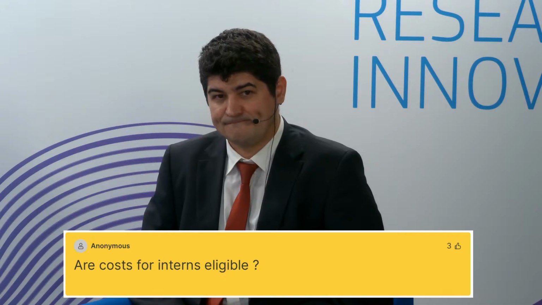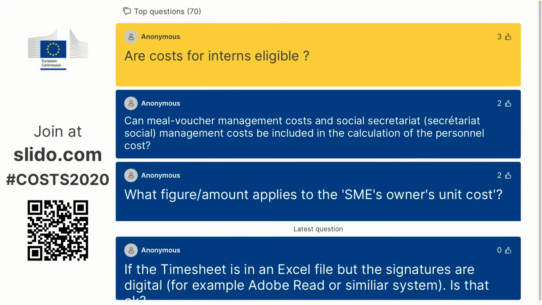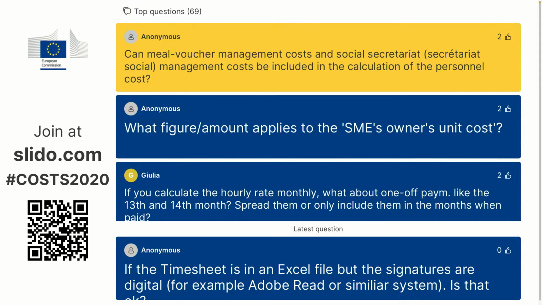Okay, next question. Can meal voucher management costs and social secretariat management costs be included in the calculation of the personnel costs? Well, typically it's going to be indirect costs. Typically, it's going to be covered by the flat rate for indirect costs. There might be exceptional cases, but in what we have there, intuitively, it's indirect costs. Do you agree, Sorin? Yes.